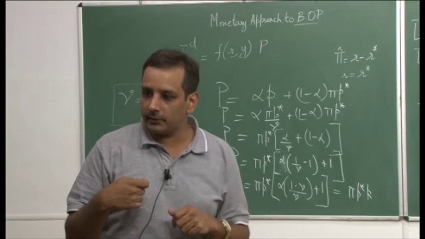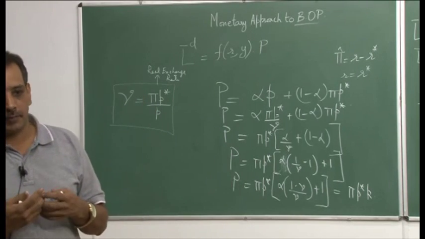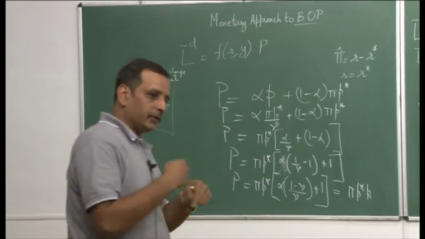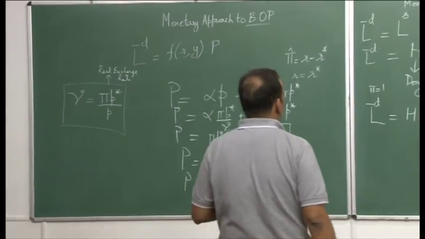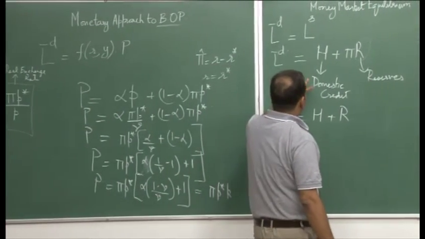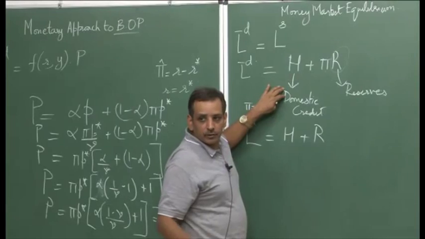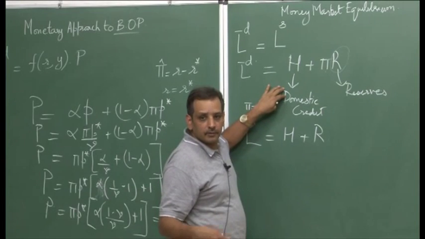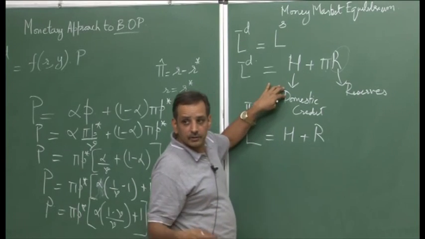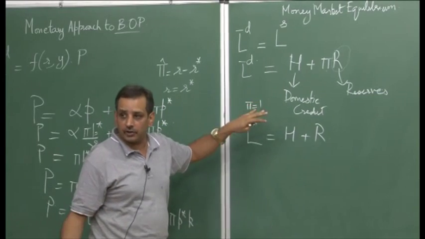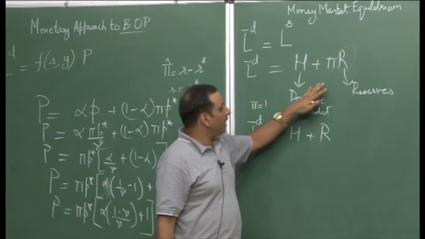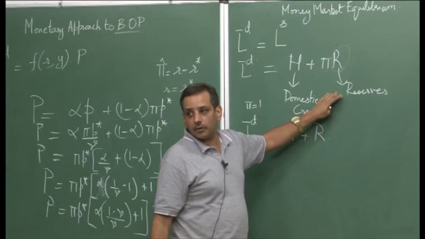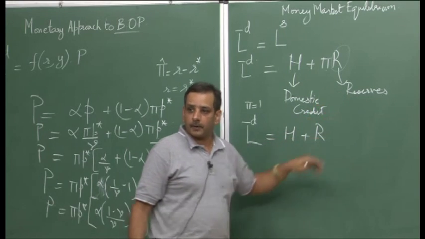High powered money is the central bank's money, and the different sources of changes in high powered money are the domestic credit that they give to the state governments, the central governments, the commercial banks, and because there are changes in the foreign exchange reserves.